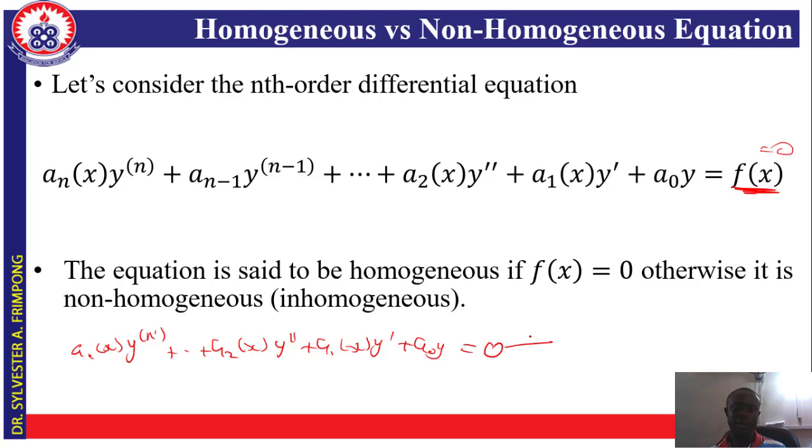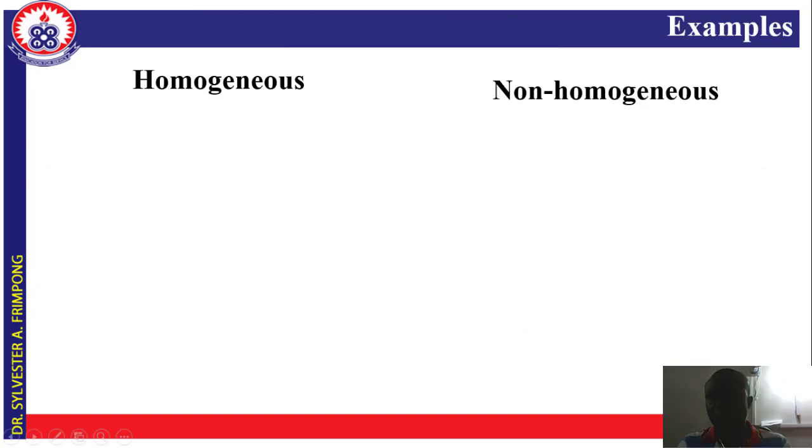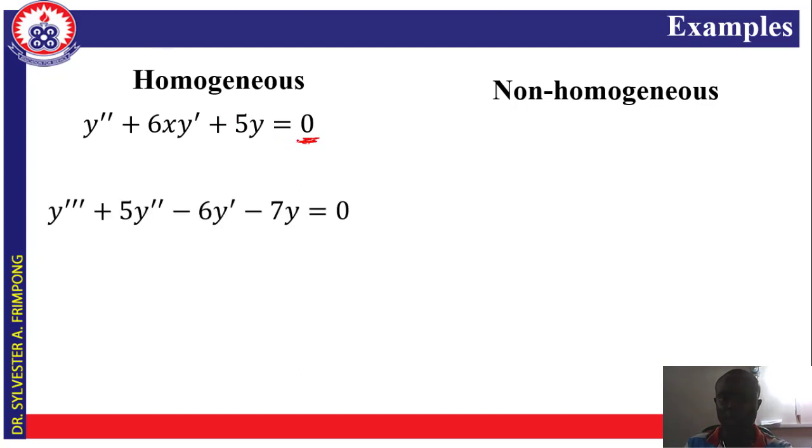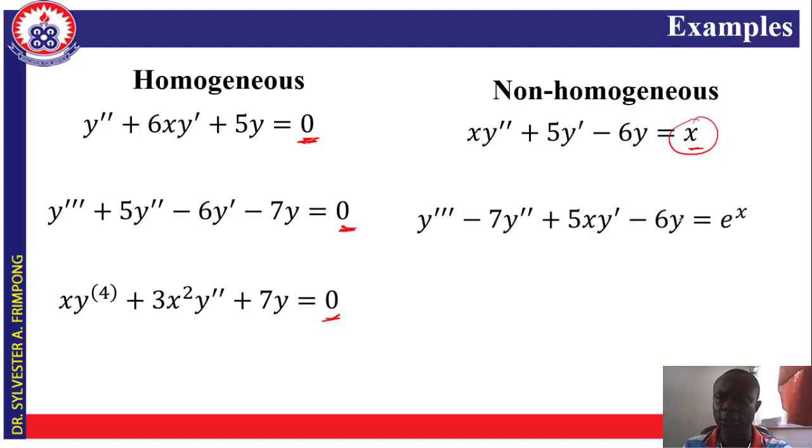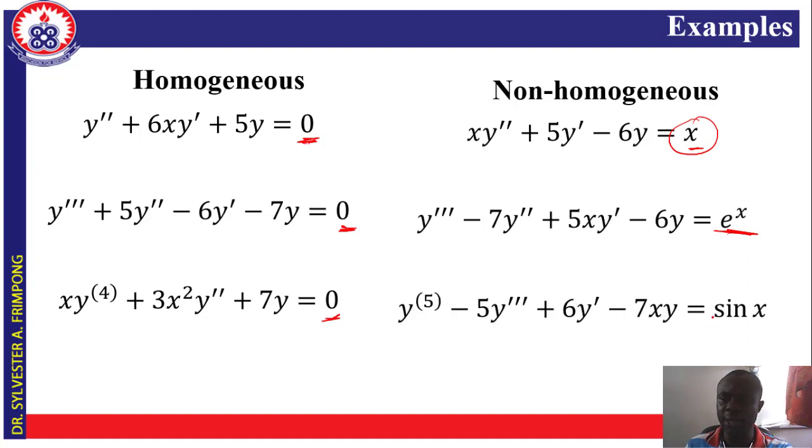Otherwise, it is non-homogeneous. So let's look at a few examples of homogeneous and non-homogeneous equations. Here we have the forcing term to be 0, so the equation is homogeneous, the same as this, the same as that. But if you come here, you realize that the forcing term f(x) is not equal to 0, so this is non-homogeneous, or inhomogeneous. The same thing here, this is the forcing term. So for forcing terms that are not 0, this equation is called a non-homogeneous equation.